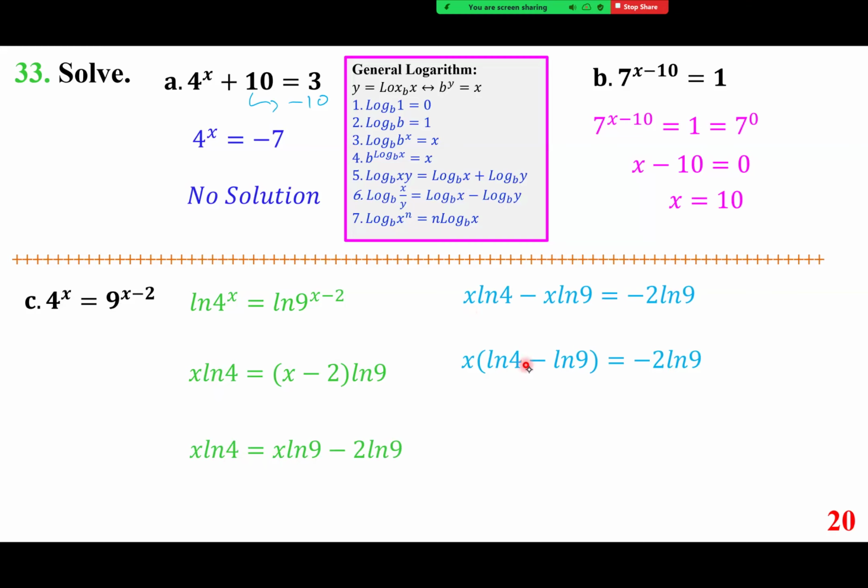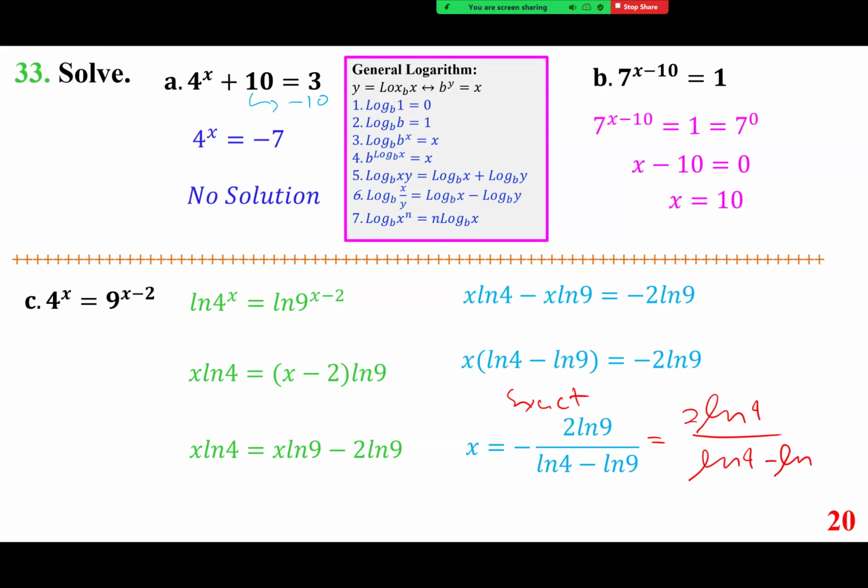Divide by the parentheses. And that's your exact answer, everybody. Now, what I want to mention: if somebody says the answer is 2 ln 9 minus ln 4, that is just as good. I want you to see why.